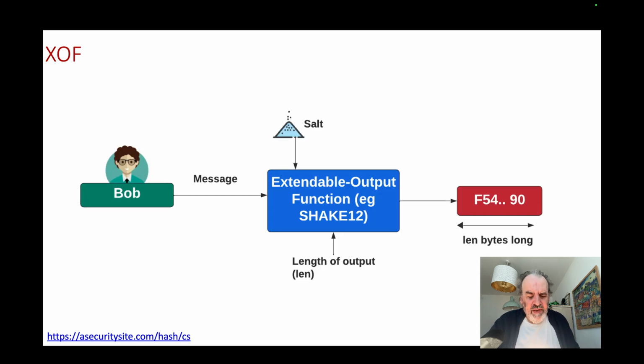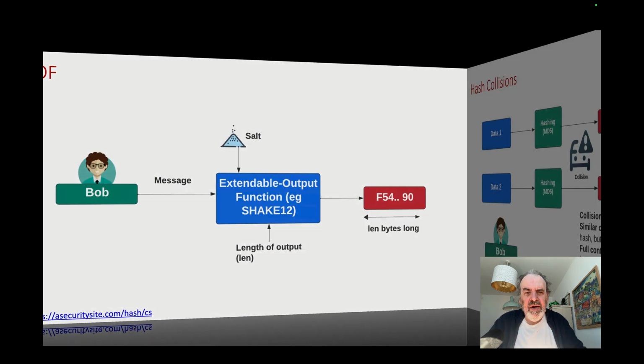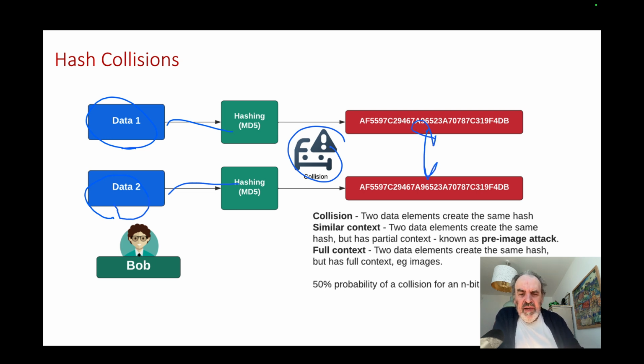Okay, so with the XOF, we take a salt value and we define the length of the output that we want for our hash, and it produces a hash value which is as long as we require. Unfortunately, what we get though is the possibility of a hash collision. With this, it's the point at which we have two different data values, and when we hash them, we get a collision. This means that the output hash is the same. So a collision is caused by two data elements having the same hash.